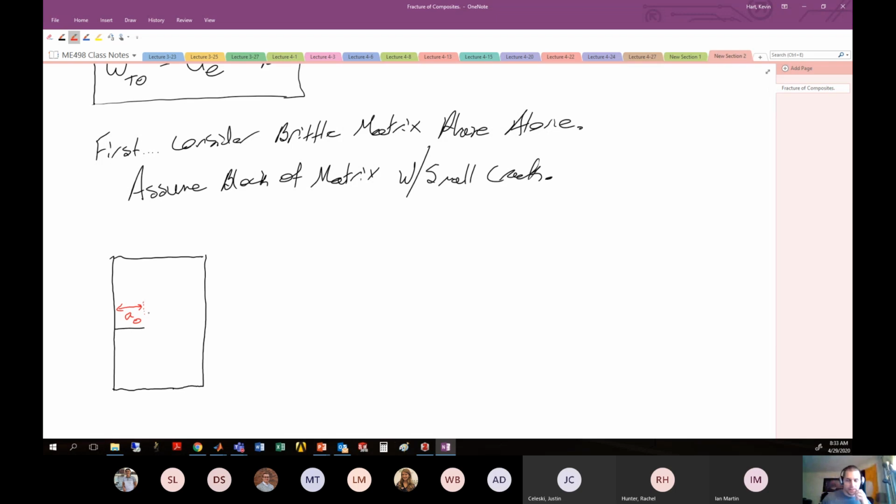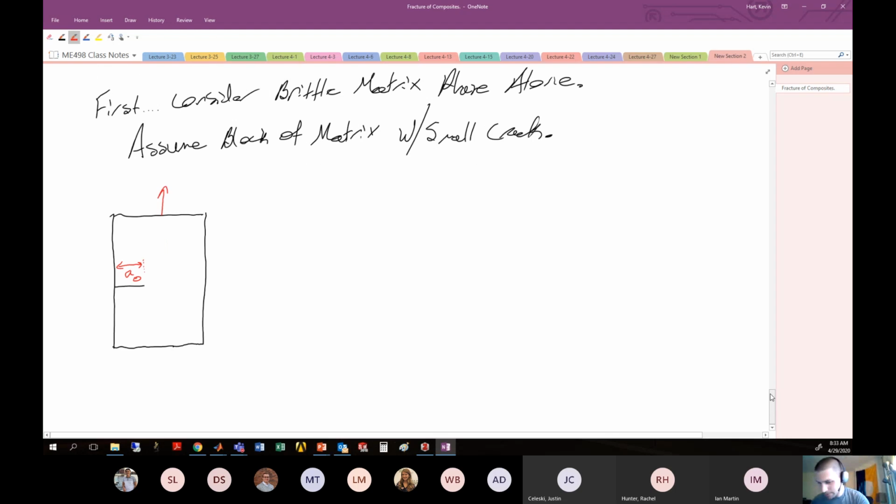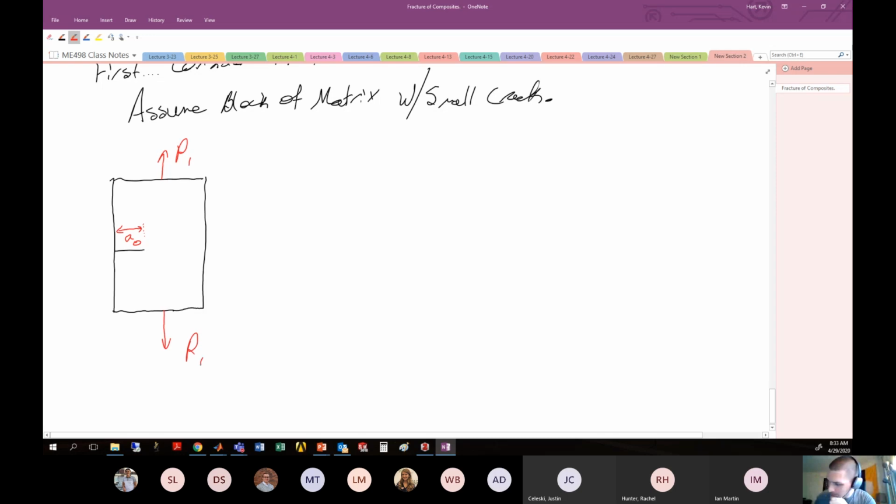Let's say then that we're going to load this up with some particular load. So I'm going to load this up in this general direction. So this is a mode 1 type loading. It's like the Pac-Man, right? Pac-Man, mode 1. Rawr! Let's say that I'm loading this up with some value of loading P1. Let's just call it P for now.